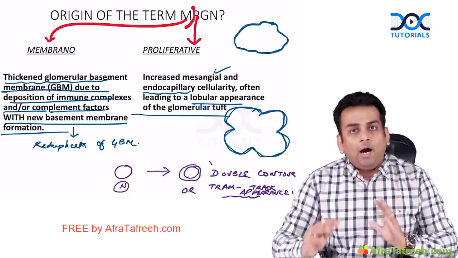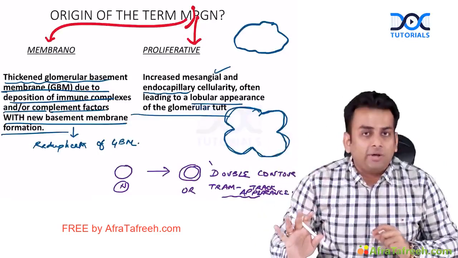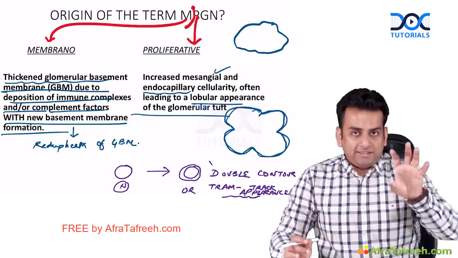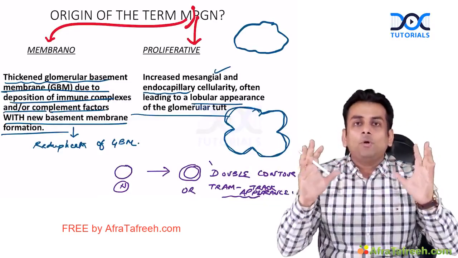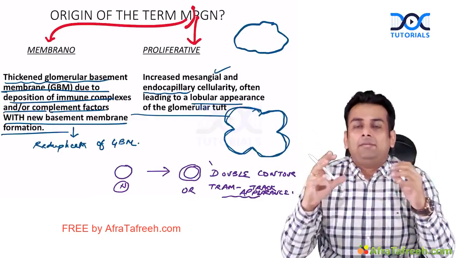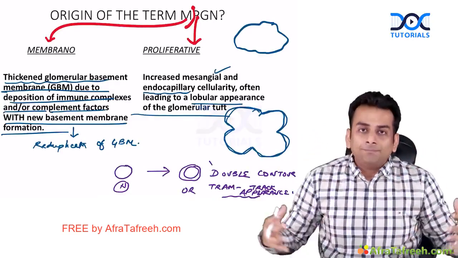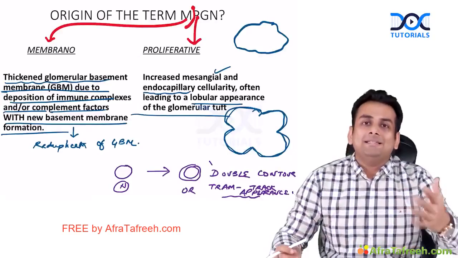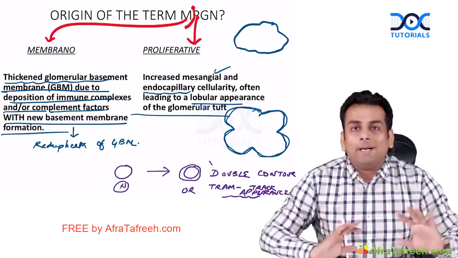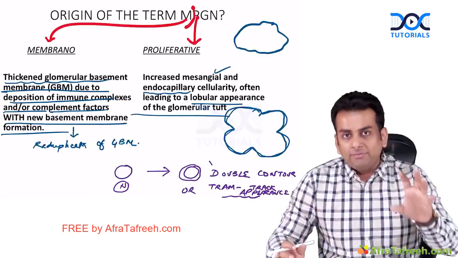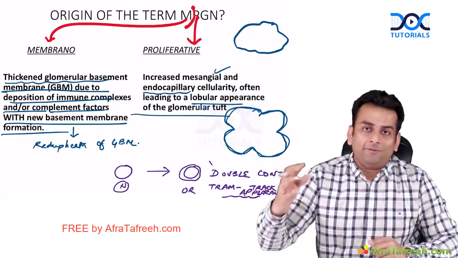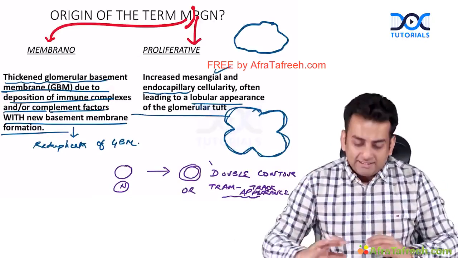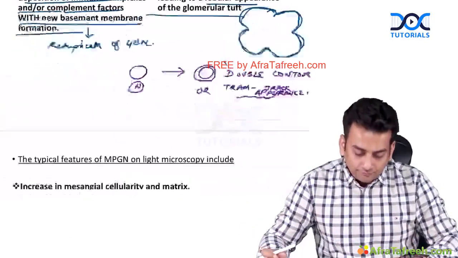So we have already understood how an MPGN glomerulus will look. You will have a thickened GBM, you will have double contours, and the entire glomerular tuft will be lobular, and there will be lobular accentuation due to increase in cellularity. I hope I'm absolutely clear. So right from the name, we have deduced what the morphology of the kidney in this disease will be.